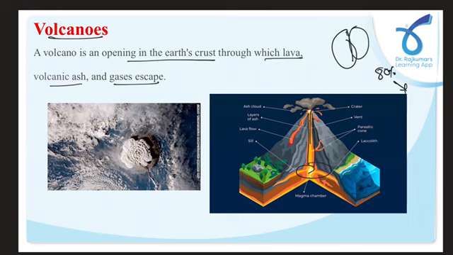There are different types of plate boundaries. First is the divergent plate boundary, second is the convergent, and third is the transform plate boundary. Generally, we find volcanoes in all these types of plate boundaries. So what happens in divergent? In divergent plate boundaries, the two plates move away from each other. As they move away from each other, lava starts coming out of this opening.